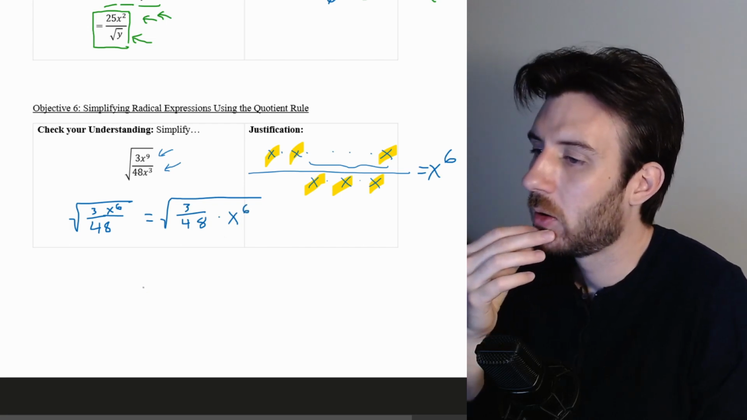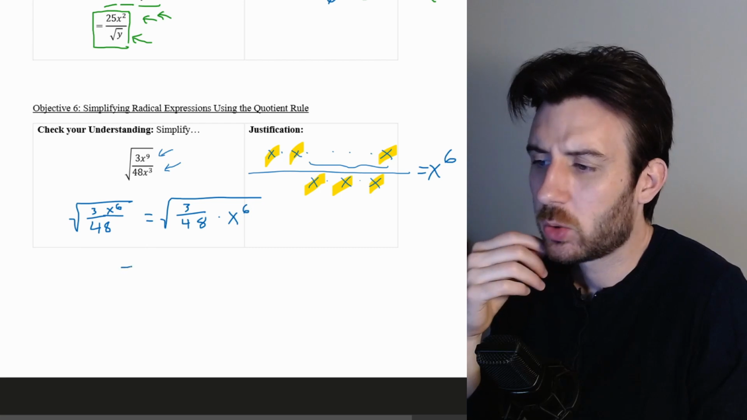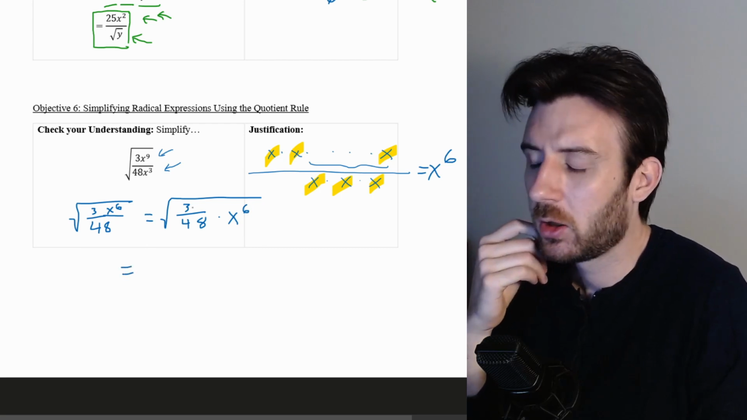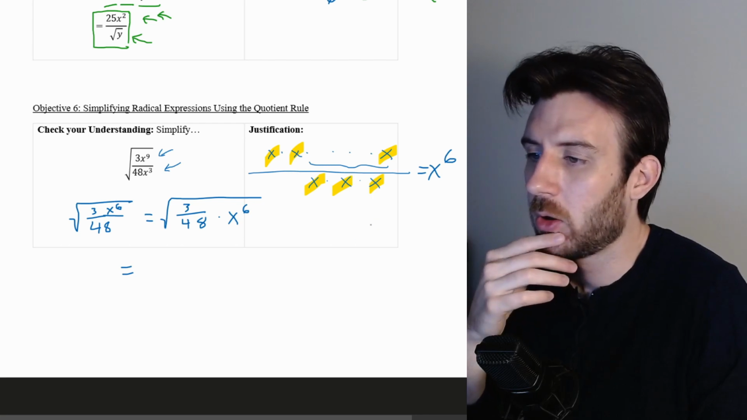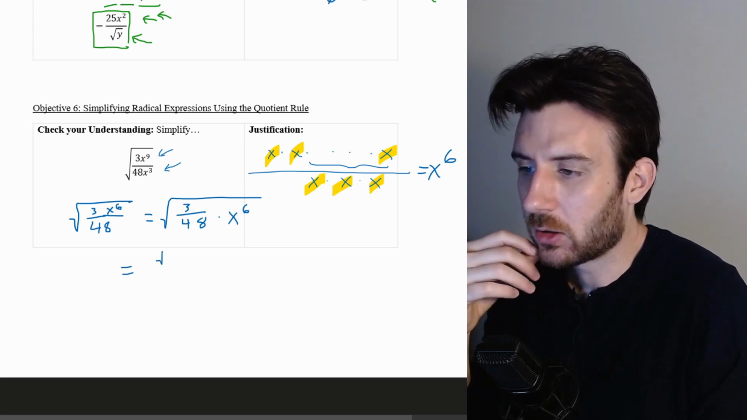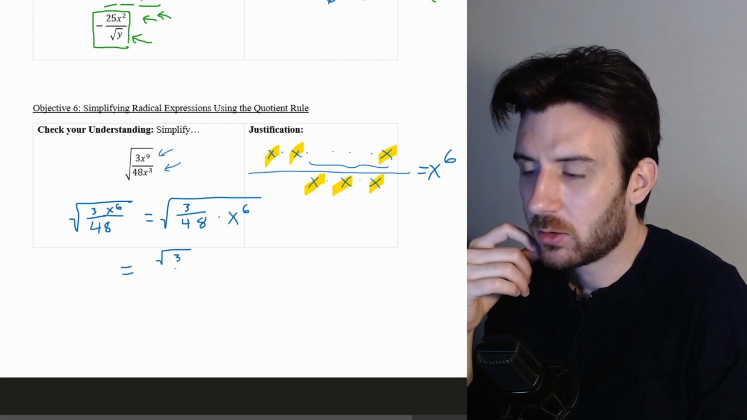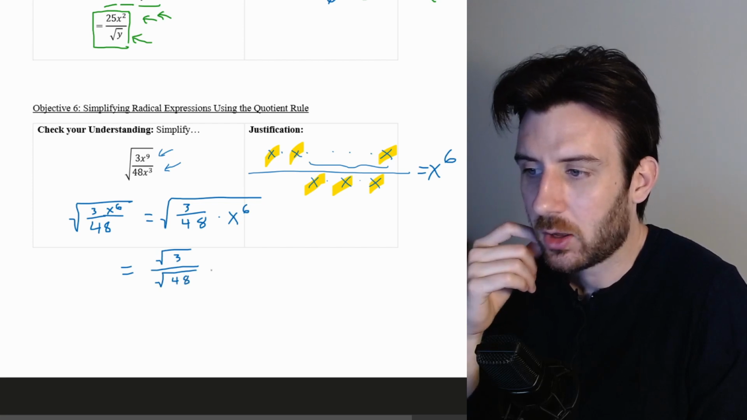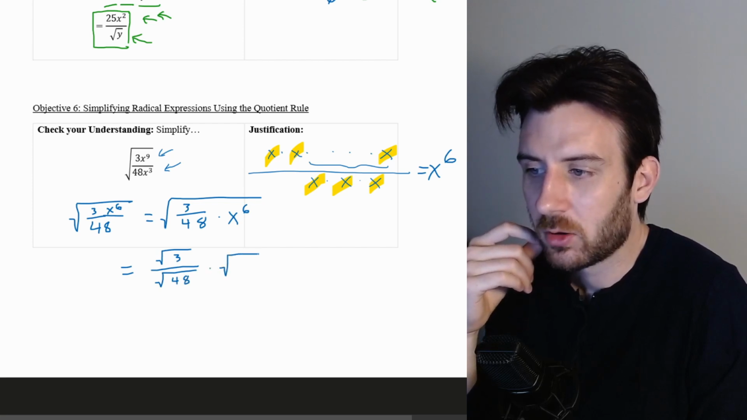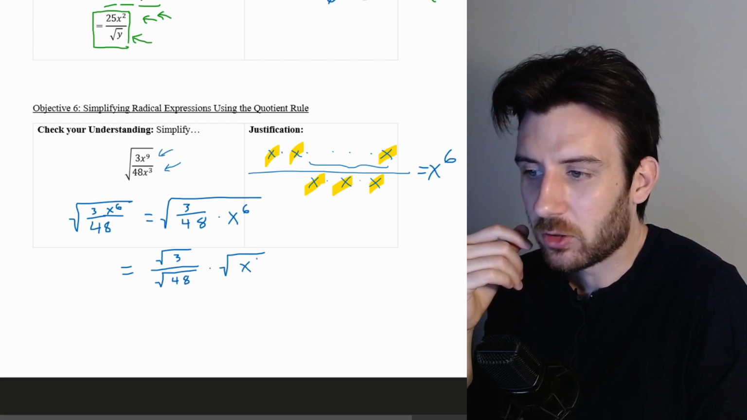I like that better. And then I'm looking for these square roots. The square roots are going to be a little bit hard. The 3/48ths, what can we do there? We could rewrite this saying square root of 3. So I want to figure out what number times itself gives me 3, what number times itself gives me 48, and then what number times itself gives me x to the 6th.